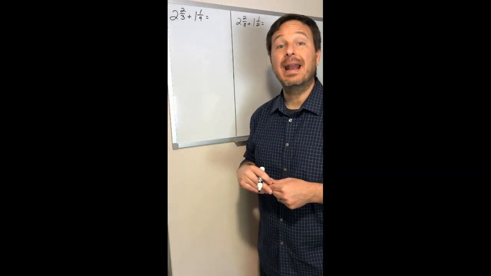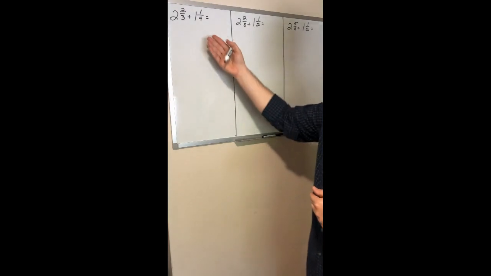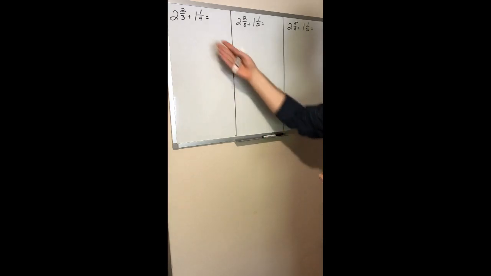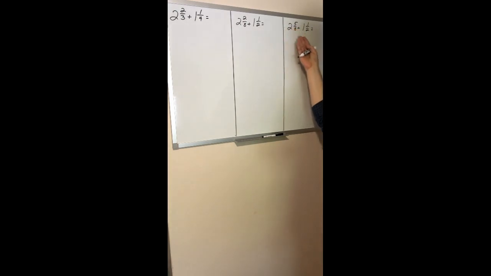Okay, so let's talk about adding mixed numbers with uncommon denominators. You're going to notice I have 3 problems on the board. Again, you don't have to divide your paper into 3 sections. We're going to do each problem individually. And you're probably going to notice that these problems are very similar to the ones we just did, except now they have a whole number in front of them.